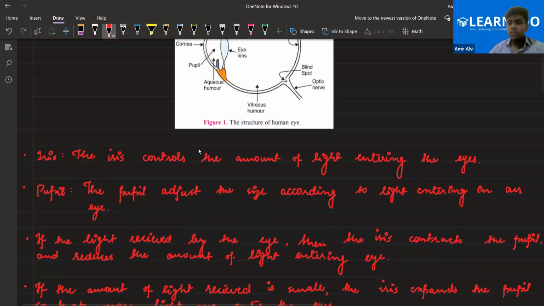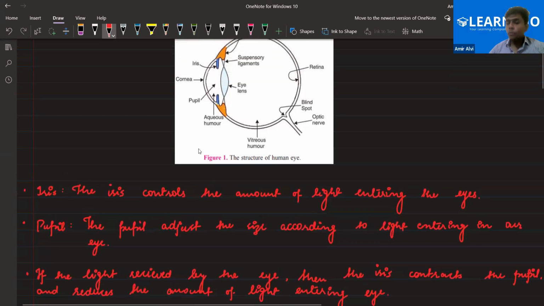The first component of the human eye that we are going to discuss is the iris. The iris is a colored or pigmented structure in the human eye. You must have seen that the color of the eyes is blue, black, brown. Everyone has their own color, right? That pigmented colored structure is called the iris. It basically controls the amount of light that should enter into the human eye.